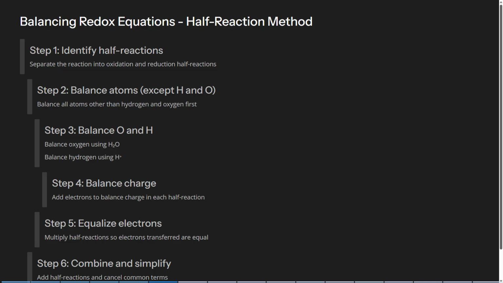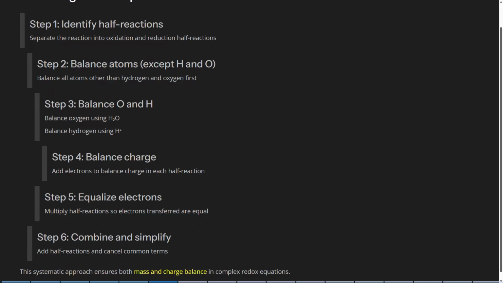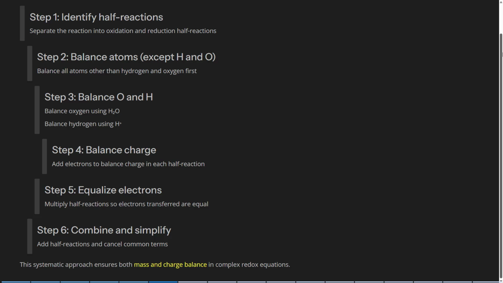Let's walk through a classic example. Permanganate oxidizing iron in acidic solution. The permanganate half reaction needs 8 protons and 5 electrons to balance, while iron simply loses 1 electron. To make electrons cancel, we need 5 iron atoms for every permanganate. The final equation shows the beautiful stoichiometry that emerges from electron balance requirements.